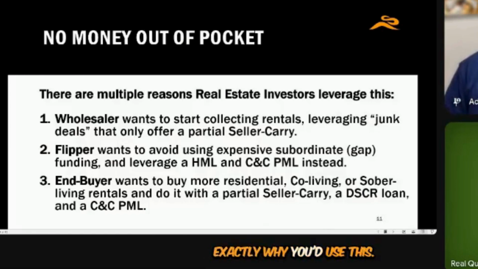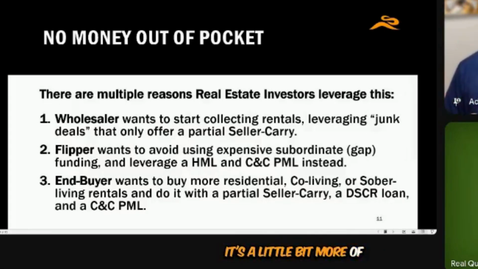That's exactly why you'd use this. If they're carrying half, this is a win. No money in, you have a rental. So it's a real opportunity for wholesalers that are seeing these deals all the time to start building that portfolio that many of them really want to build while they're wholesaling. Flippers use this. I know a number of flippers that use this.